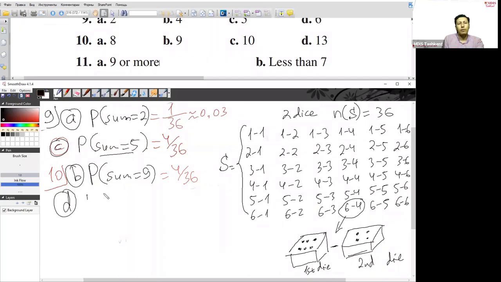Then we have D. Probability of sum equal to 13. That means which element, when you add them, you get 13? We don't have such elements. For example, the largest one is 6, 6. When you add them, you get 12. You don't get 13. Therefore, we don't have such elements. That means 0 out of 36.